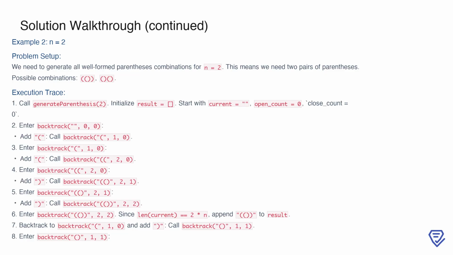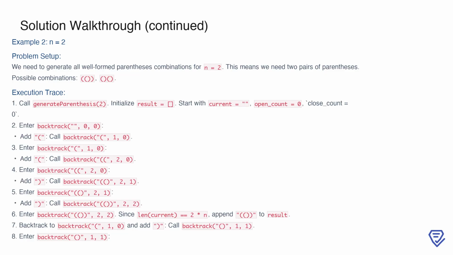two pairs of parentheses. The possible valid combinations are, and. We begin by calling generate parenthesis with n equals 2, initializing an empty result list and starting with an empty current string, along with open_count and close_count both set to 0. The process starts by adding an open parenthesis, incrementing open_count to 1, and making a recursive call. In this new state, we add another open parenthesis, bringing open_count to 2, and proceed further.